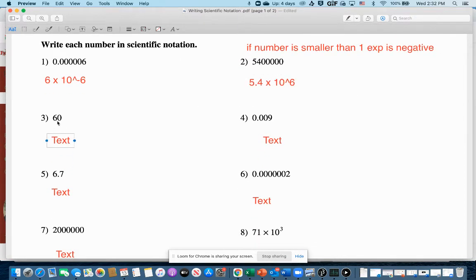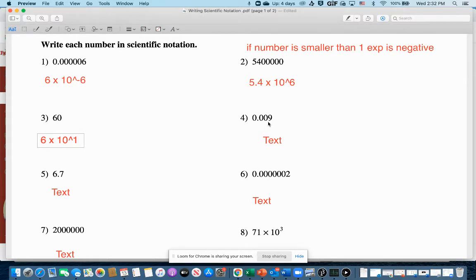All right, this one right here, 60. My decimal's right here, and I need it to be behind the 6, that's my first non-zero number. So 6. I could put 6.0, it's not necessary, but you can. Times 10 to the power of, it's always times 10 to the power of. And then how many times did I have to move it? I just moved it 1 in this case. So that's caret 1. 10 to the power of 1 is just 10, so 6 times 10, hey, that works out, that's 60, what we should expect.